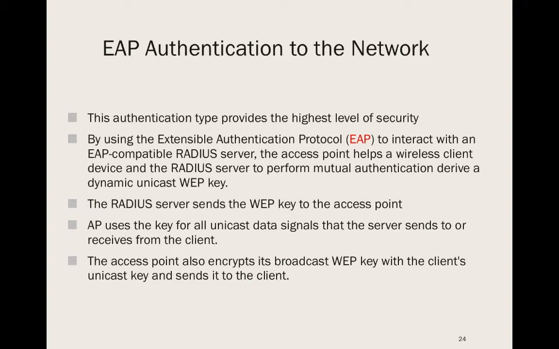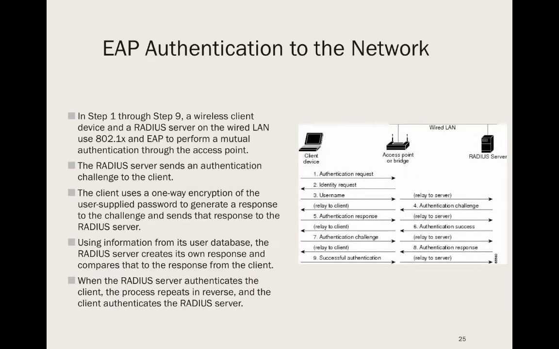The RADIUS server sends the WEP key to the access point. The AP uses the key for all unicast data signals that the server sends to or receives from the client, and the access point also encrypts its broadcast WEP key, so it makes it more secure, and it can't be tampered with if people are eavesdropping and capturing the information. It encrypts the broadcast WEP key with the client's unicast key and sends it to the client. It's easy to understand through the diagram.